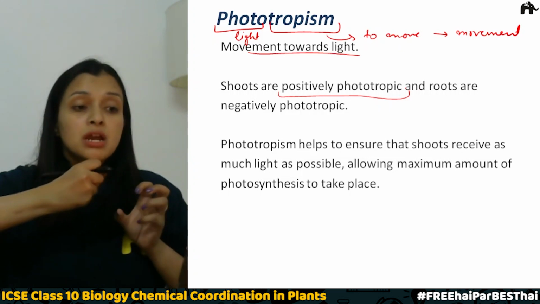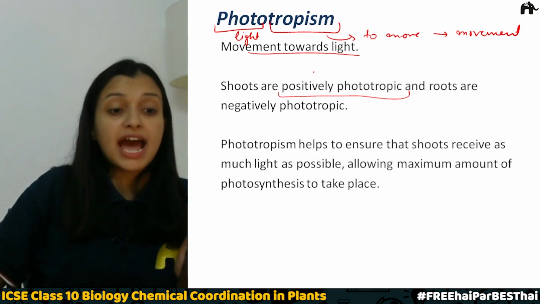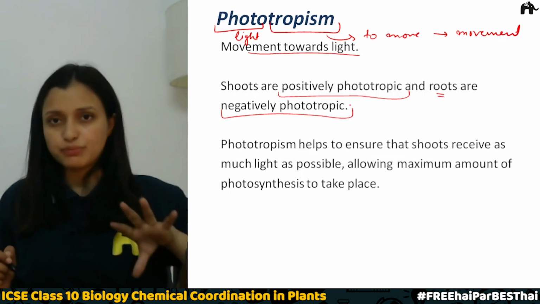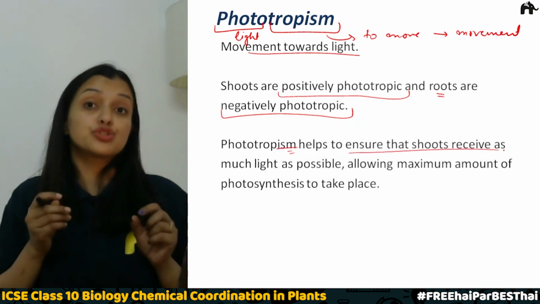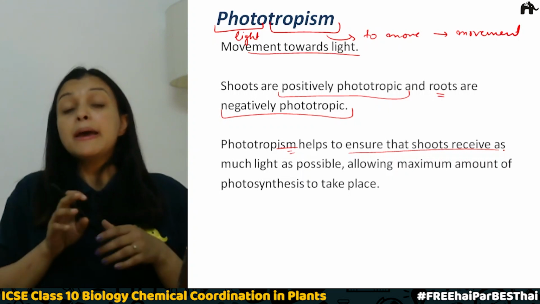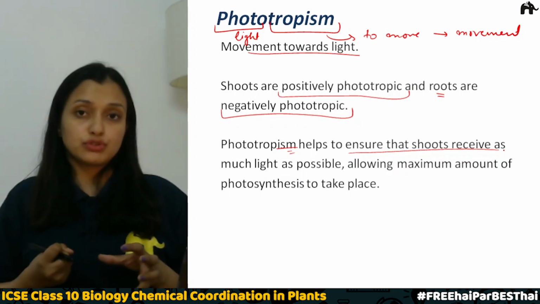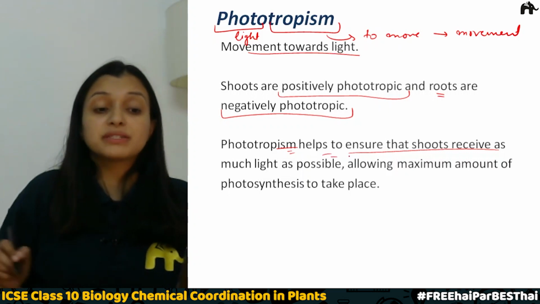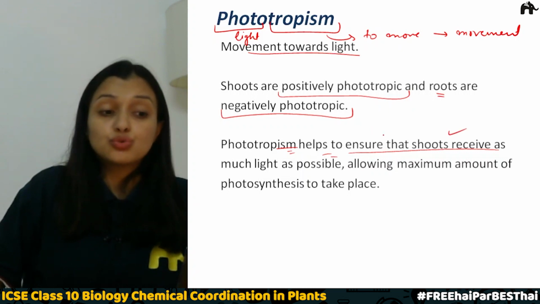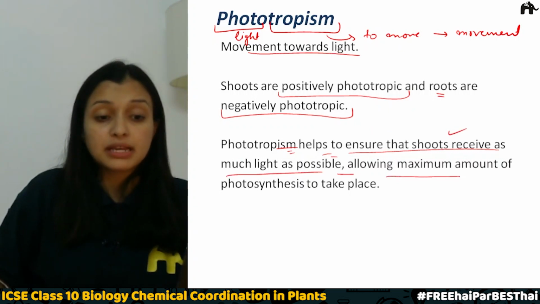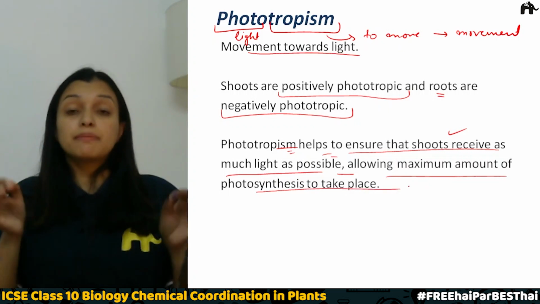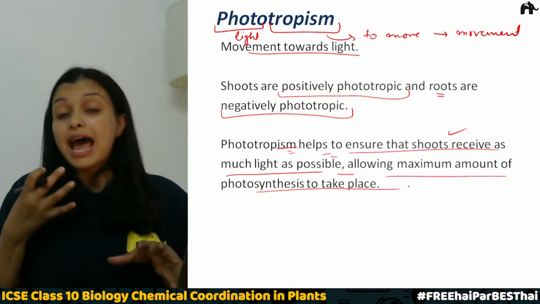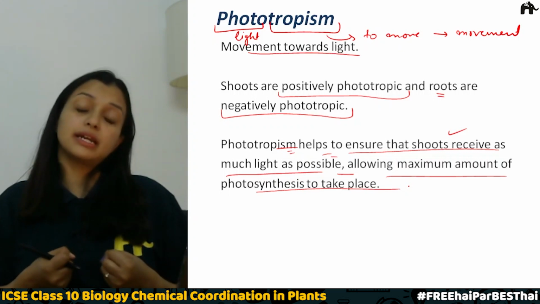They are positively attracted or moved towards the light, correct? And the roots are negatively phototropic, that is, they are not at all light loving and they move away from the light, correct? Now phototropism helps to ensure that shoots receive as much light as possible, because when the shoots receive light, they will perform photosynthesis, so they can photosynthesize more and have more food, allowing the maximum amount of photosynthesis to take place.